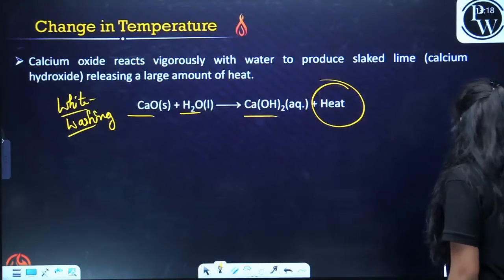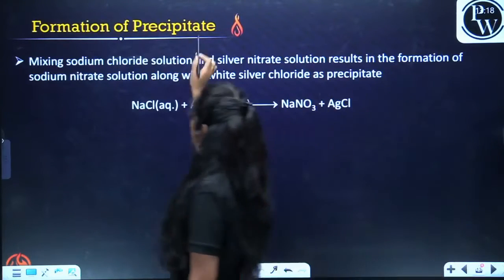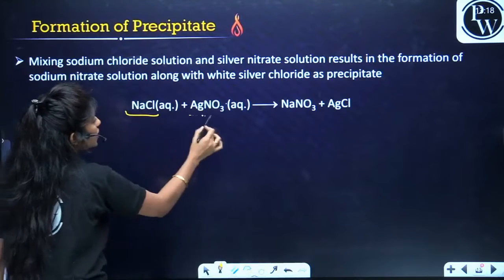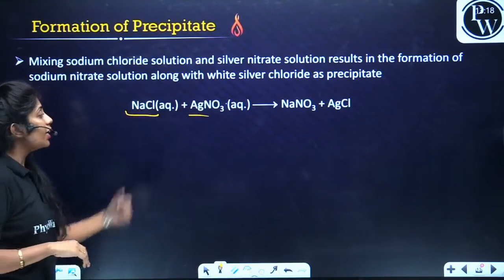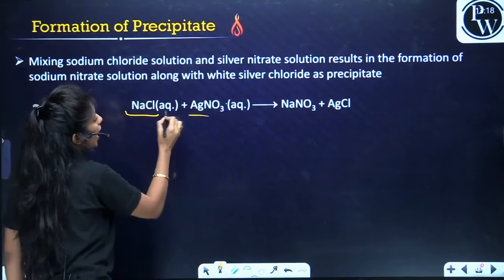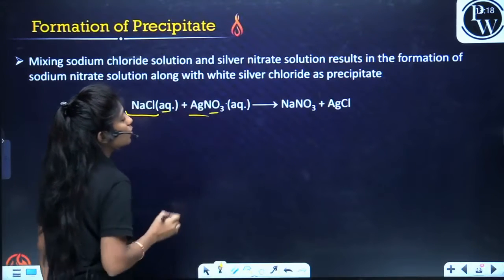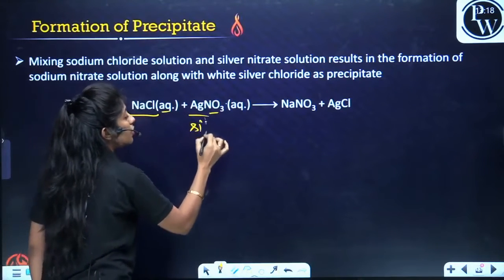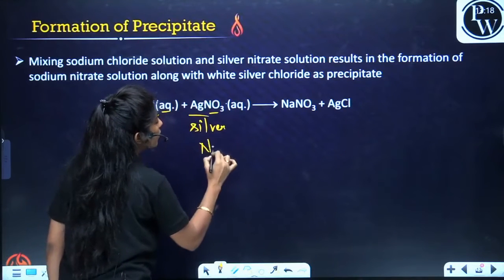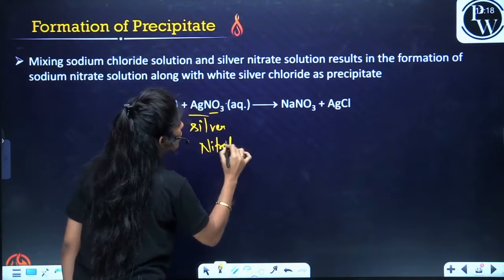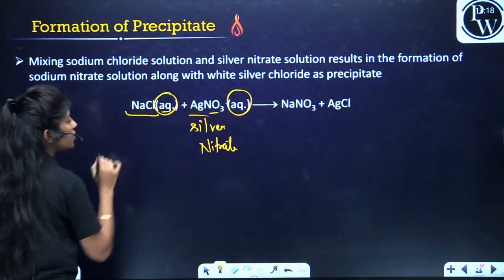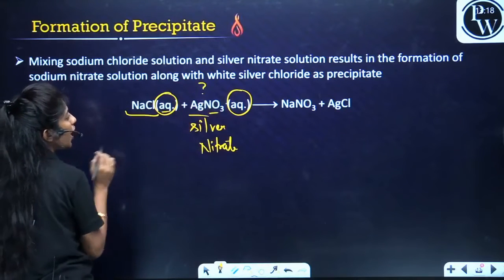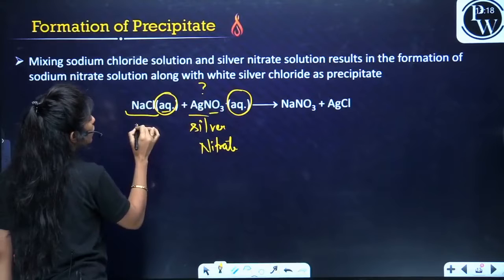Next we have formation of precipitate. We already have discussed a different example. Here you can see NaCl in aqueous state is reacting with AgNO3, which is silver nitrate. Now they are present in aqueous state. Why? Do you have answers? Sodium chloride.